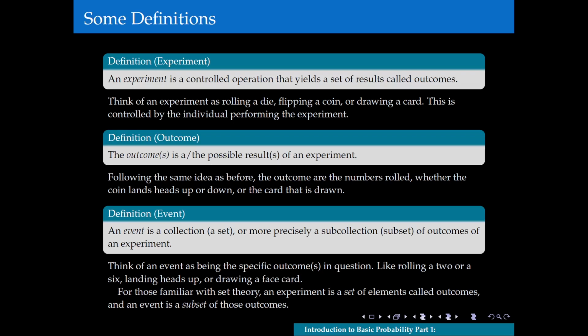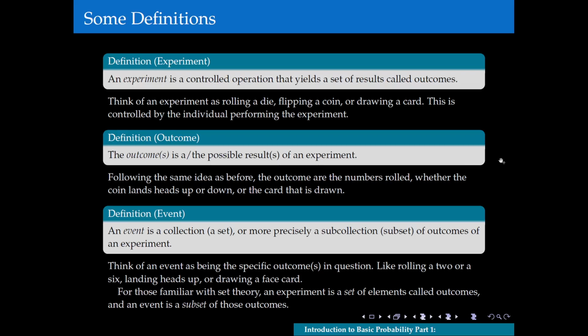Sometimes you'll hear trials. So we're performing trials. That's synonymous with the term experiment. Now, notice this is controlled by the individual performing the experiment. So that's where the control idea comes in.